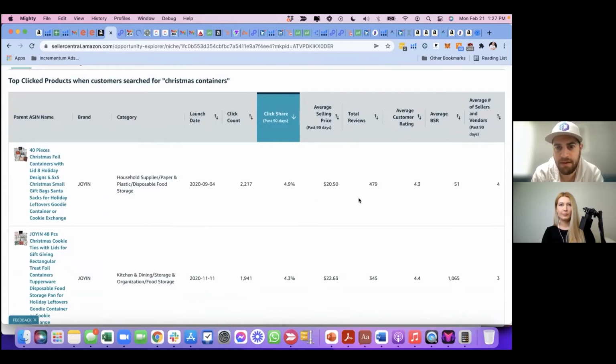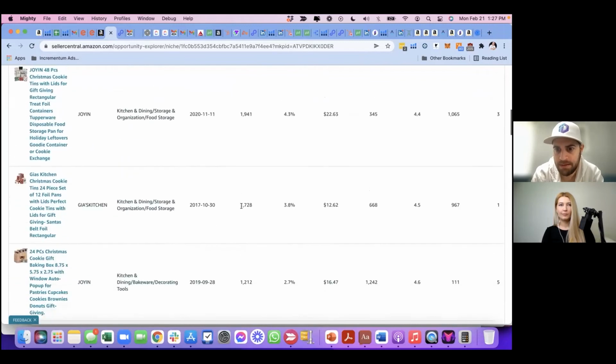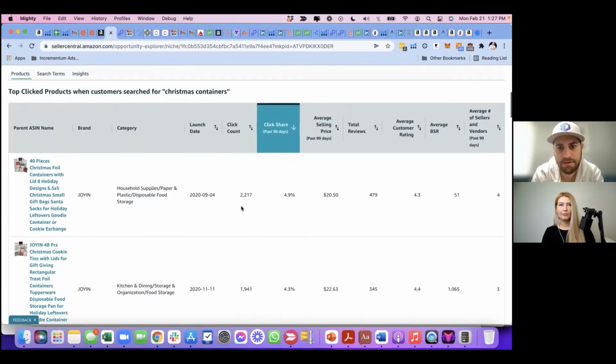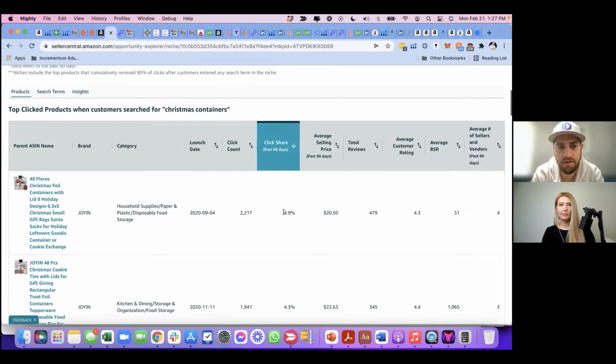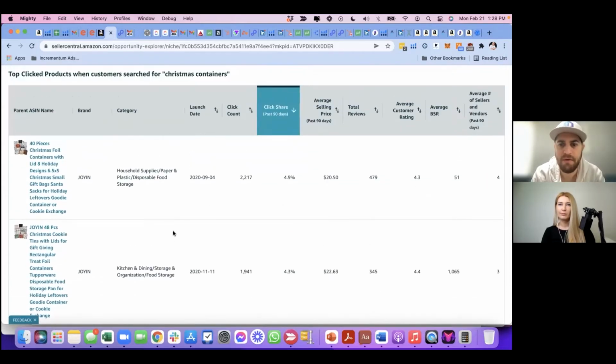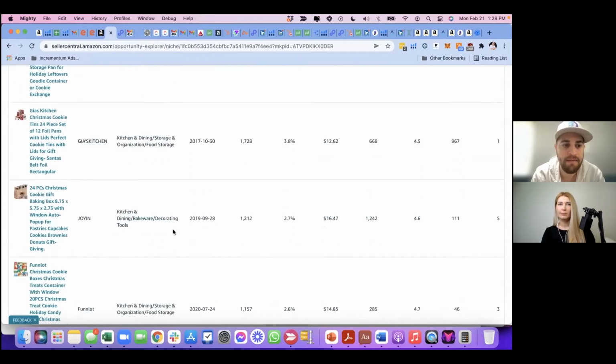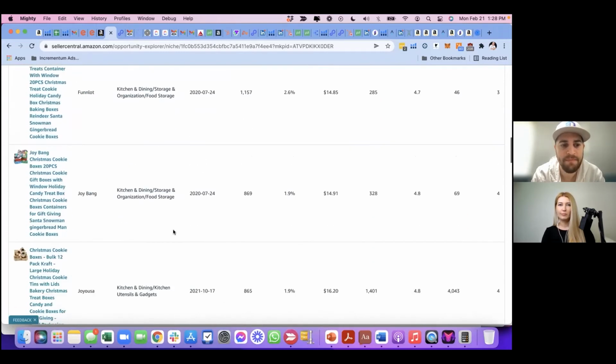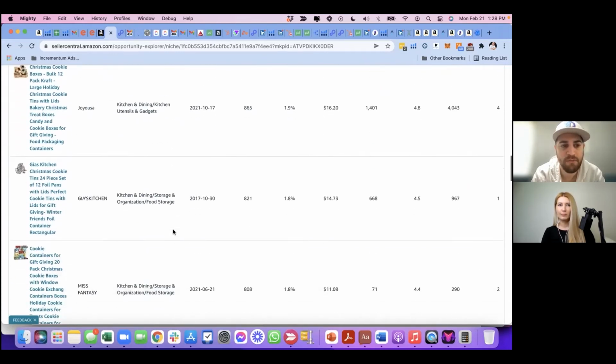I look at the number one player here, or among the top players. The number one click share player has 4.9% of the click share and only 479 reviews, right? So I'm not looking at a niche where the top player has 30,000 reviews. At the same time, my sales are obviously going to be seasonal and limited to a particular time, with not as much potential as a product that's going to sell all year.